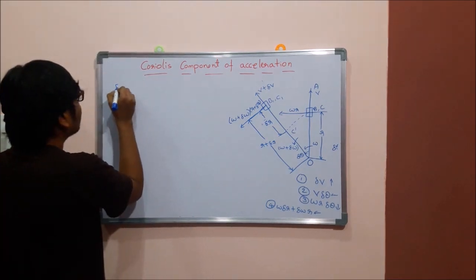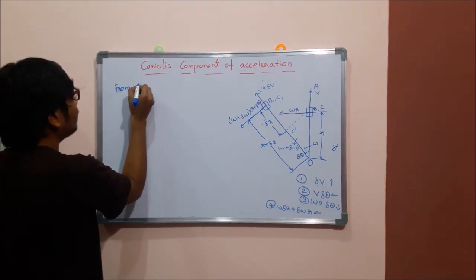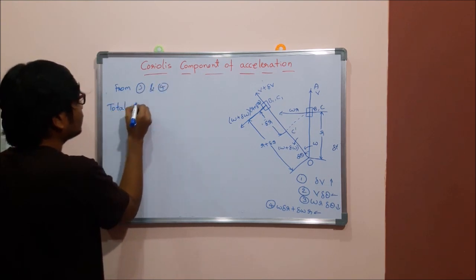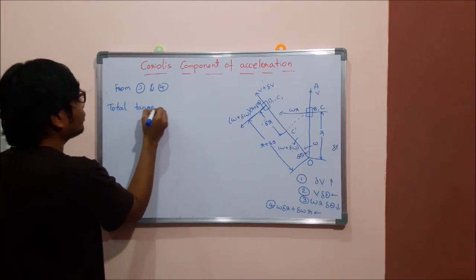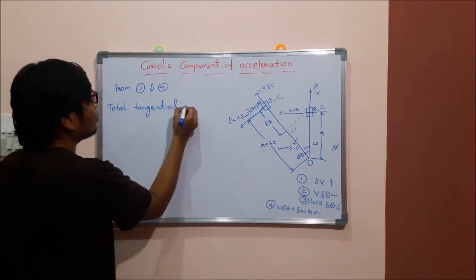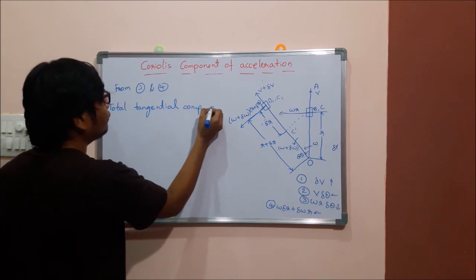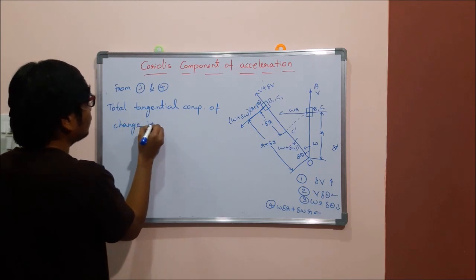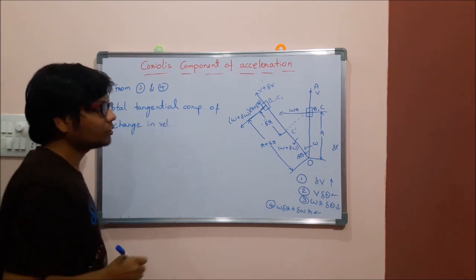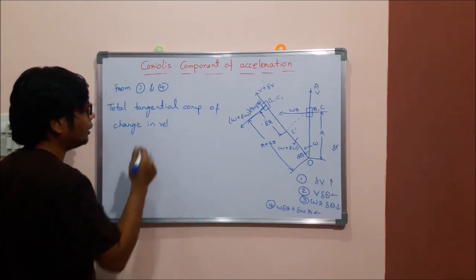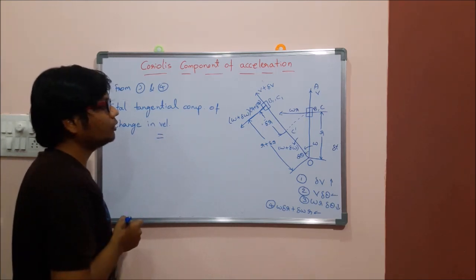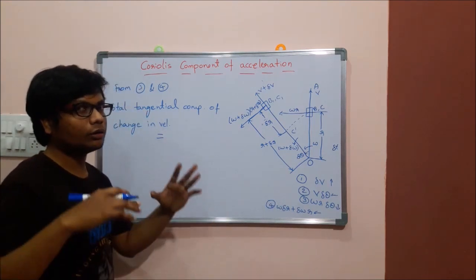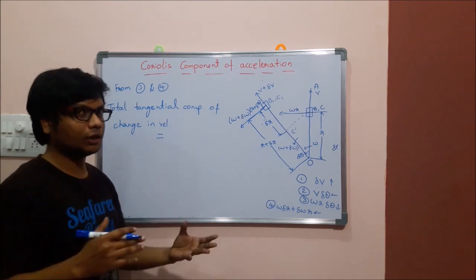So from the equations 3 and 4, the total tangential component of change in velocity of B point with respect to O becomes what? When you are considering the tangential components, total means we need to take the sum, and according to the direction we need to either add or subtract each of them.